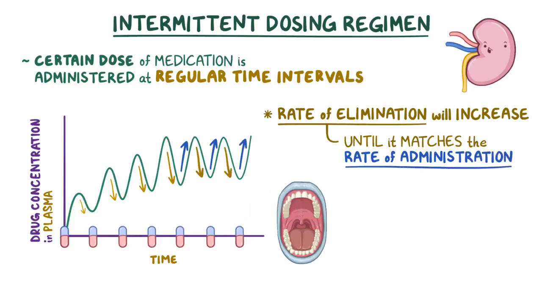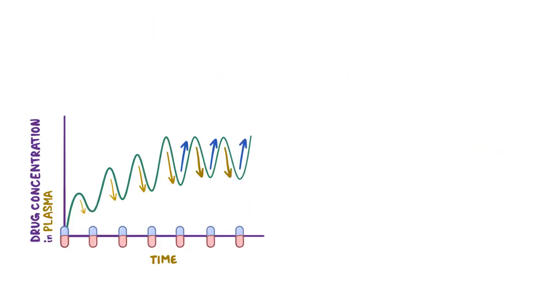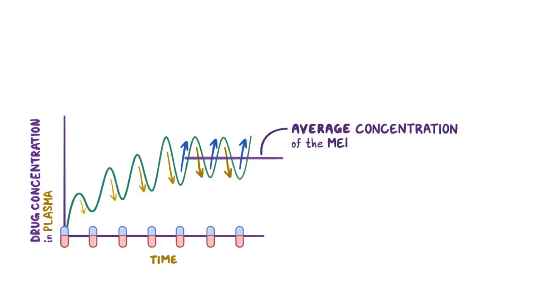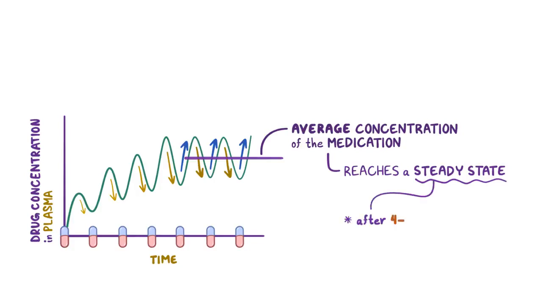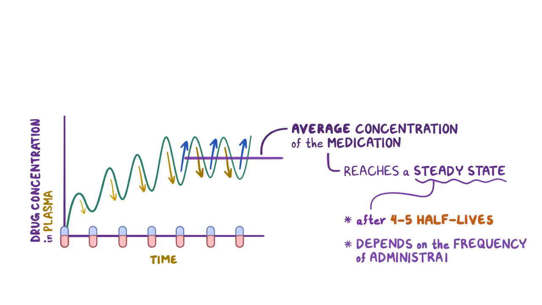That is when the amount of medication lost in each interval equals the amount gained by administration, so that the average concentration of the medication reaches a plateau or steady state. Just like in continuous infusion, the steady state is usually reached after 4 or 5 half-lives, and the concentration of the medication at the steady state depends on the frequency of administration.